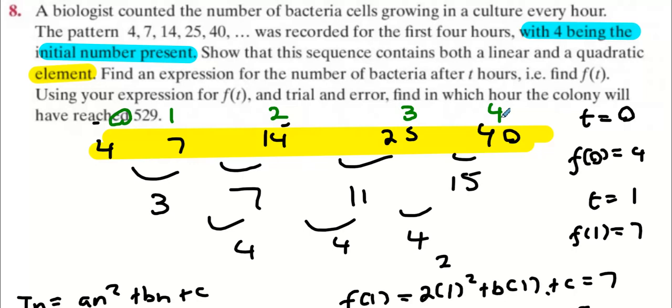Using f of t and trial and error, find in which hour the colony will reach 529. There's a lazy way of doing this. There's two ways. There's trial and error, but we don't have to use trial and error because we have the super calculator. So I'll show you what I mean in a second.